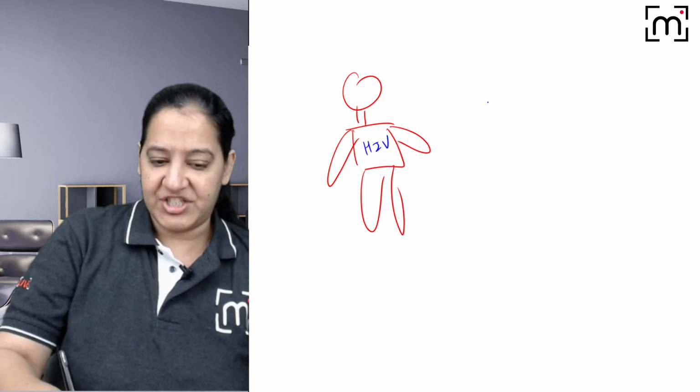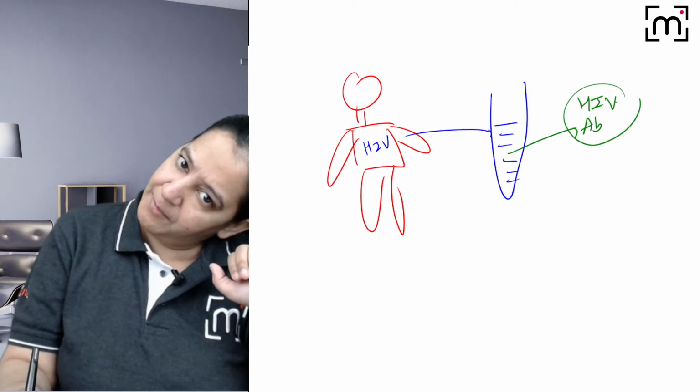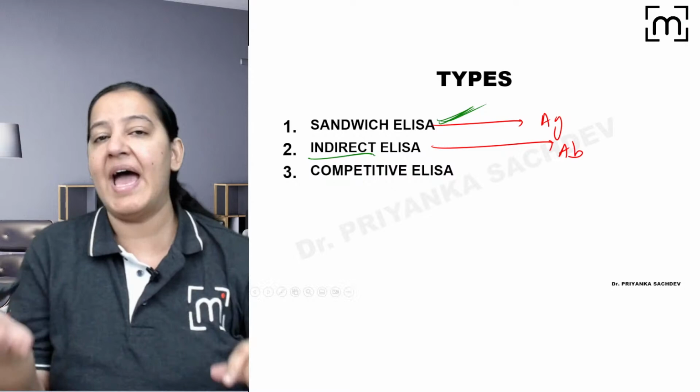So I will take the blood sample of this patient in a test tube. Now in this test tube, I will test the antibody for HIV. HIV antibody. I'm not testing antigen. If antibody is present, it means that the patient has an infection. So infection can be proved either by antigen detection or by antibody detection. So by indirect ELISA, we will test the antibody, right?